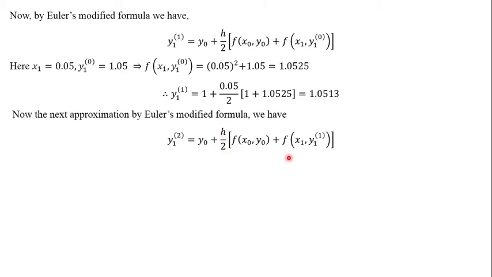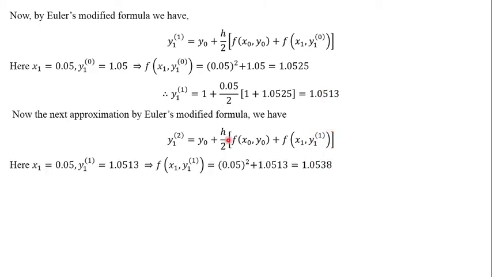Now the second approximation by Euler's modified formula is the second approximation of y1 is y naught plus h by 2 f at x naught y naught. Instead of the zeroth approximation, here we use the first approximation of y1. So compute this f at x1 y1 first approximation. Your x1 is 0.05 and the first approximation we have obtained is 1.0513. So put all this, and you will get f at x1 comma y1 first approximation as 1.0538.